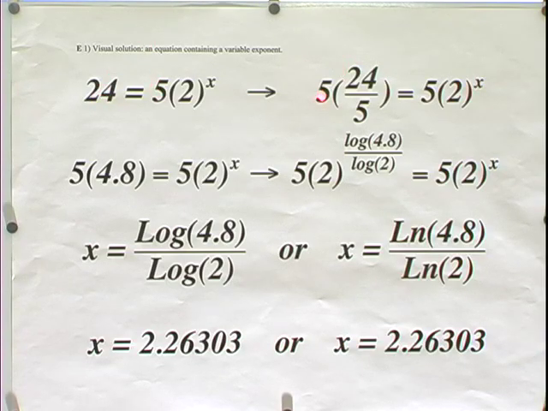So I'm going to multiply by 5, and I'm going to divide by 5. That's the same as multiplying 24 by 1. When I do this division, I get 5 times 4.8 is equal to 5 times 2 to the x power. Okay, I now want to change this base from 4.8 to 2.